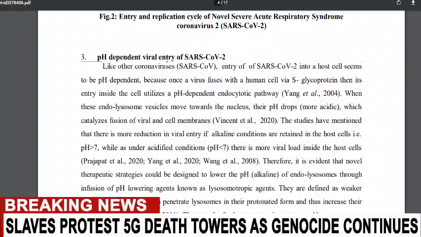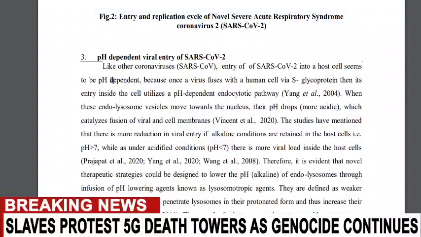pH-dependent viral entry, like other coronaviruses. There's a lot of papers out there talking about pH being a cofactor. Entry of SARS-CoV-2 into a host cell seems to be pH dependent. Now, that doesn't mean that you eliminate all of the processes, but what it tells you is that the lower your pH, the worse it is. And not only for SARS-CoV, but other viruses as well, according to the science, and cancers.